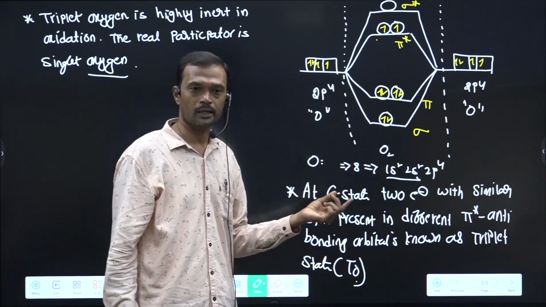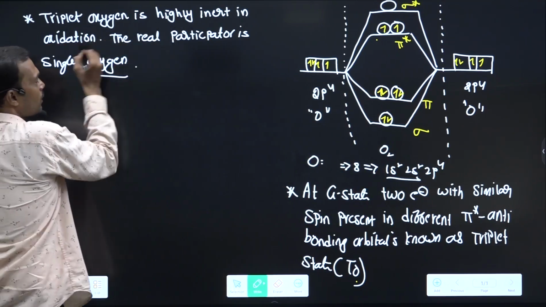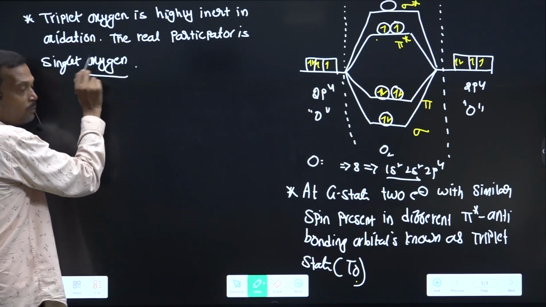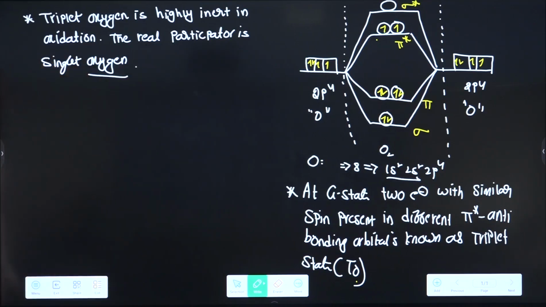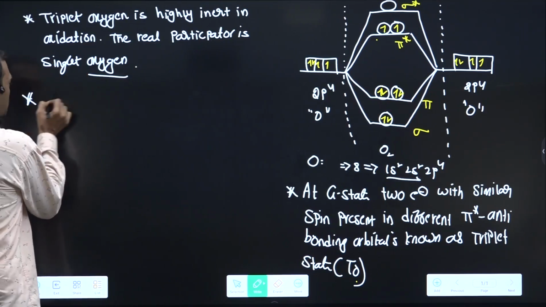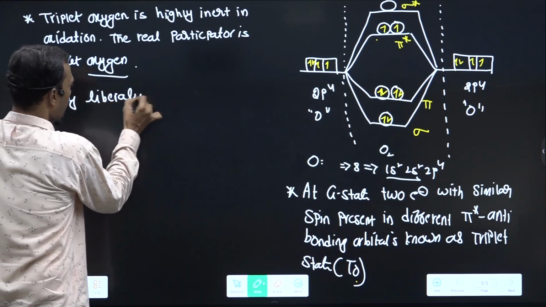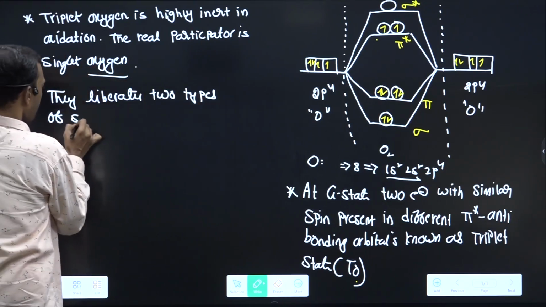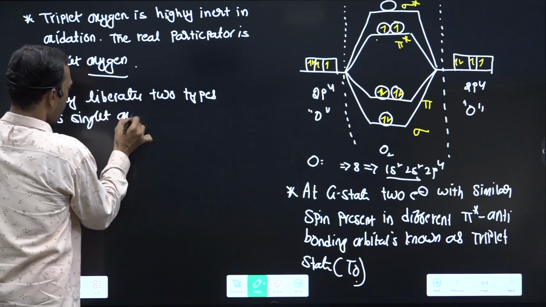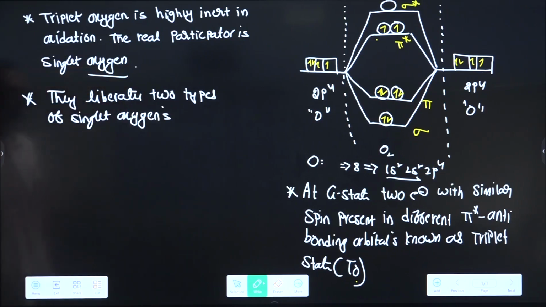So now what is my target? Real participator is what? Singlet only. Triplet oxygen is highly inert in oxidation. They never do oxidation for organic compounds. Who is the real participator for oxidizing any organic molecule? Singlet oxygen. Okay, singlet we need to create. Okay, so especially see, they liberate two types of singlet oxygens.